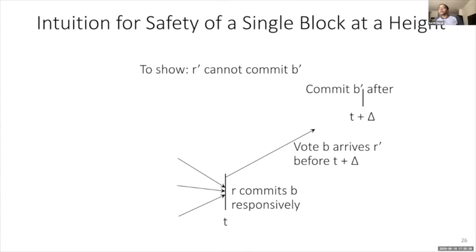Why can it not commit after t plus delta? It's because of a converse argument where one of the votes that R received must be honest. And this vote was made before time t. And this vote will arrive at replica R' before time t plus delta. And that would stop replica R' from committing a different value.